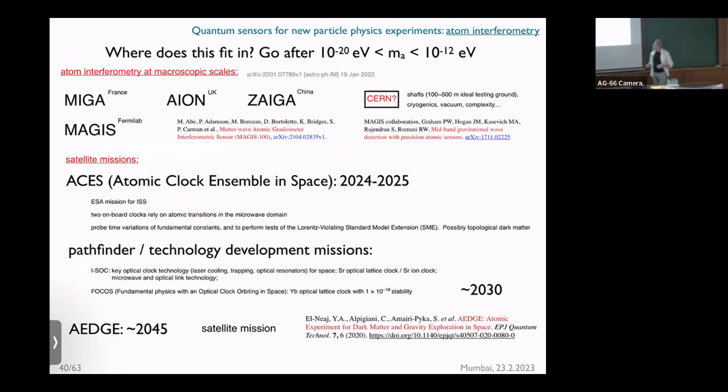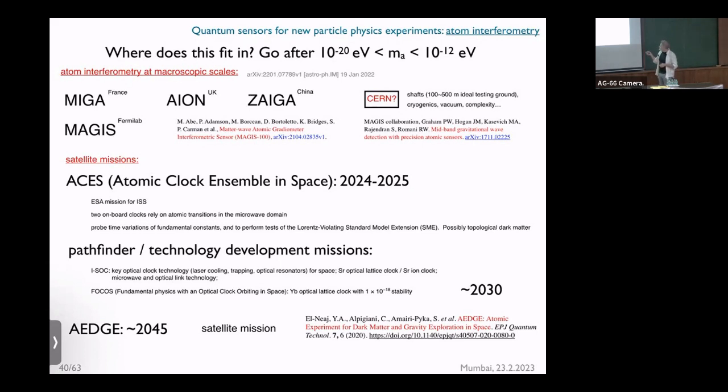You want to go build these devices, and this is being done currently in many areas around the globe. MAGIS at Fermilab, ION in the UK, MIGA in France, Zyga in China, but also possibly installing some of these large-scale atom interferometers, so not tabletop, but really 10, 100 meter long atom interferometers, where you need vertical shafts. The vertical axis shafts at CERN are an ideal testing ground, in particular because these devices have to be cryogenic, they have to work in excellent vacuum, and they're very complex devices to maintain and run.